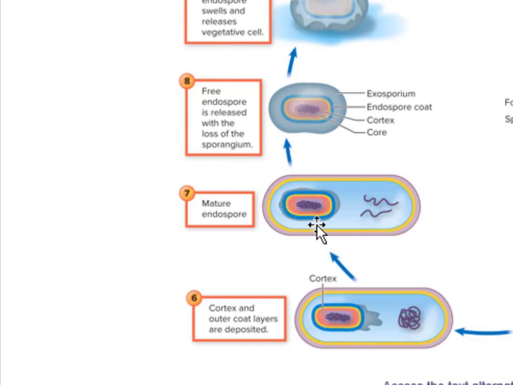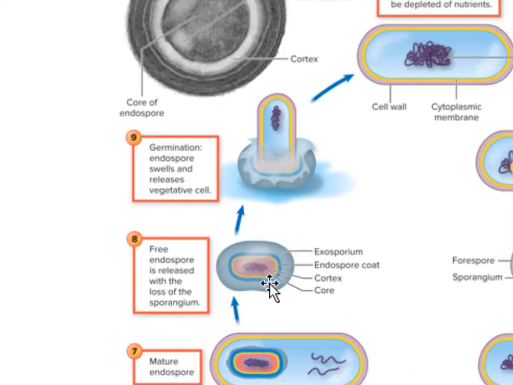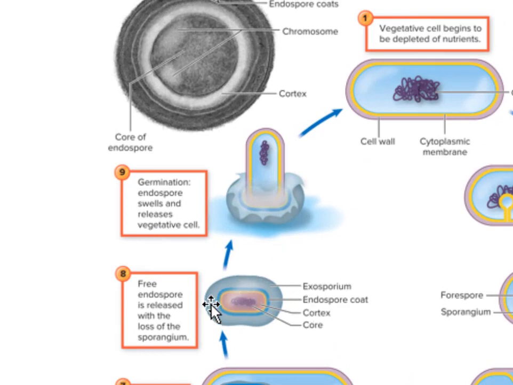And at that point, it's called a mature endospore, and the vegetative cell starts to degrade and dies off, and you can see the DNA degrading here. And then the vegetative portion releases the spore, or it just degrades. And then eventually, when the conditions are good again, the cell will swell and it releases the endospore, or releases the vegetative cell.